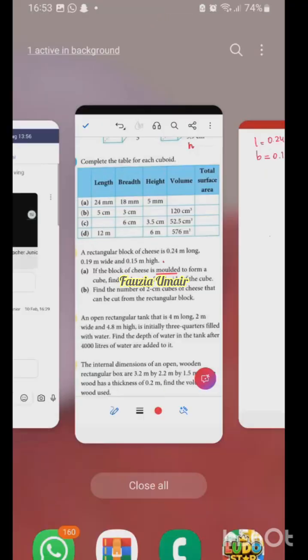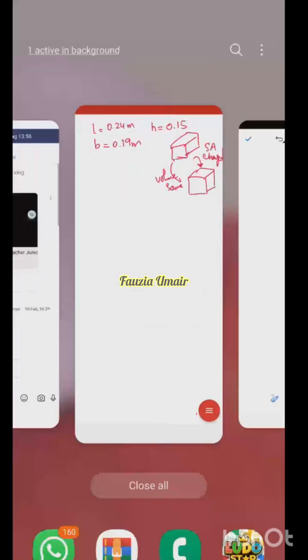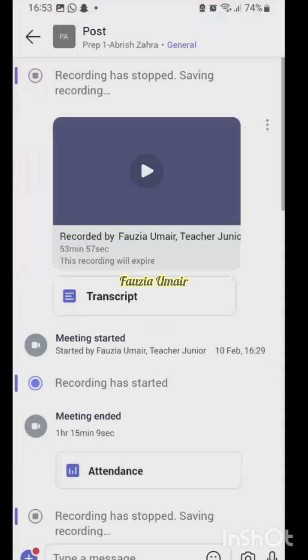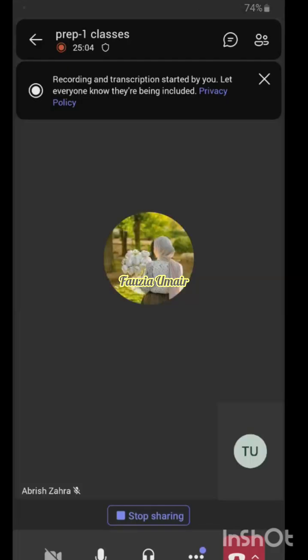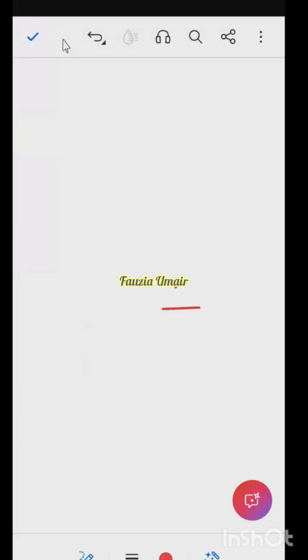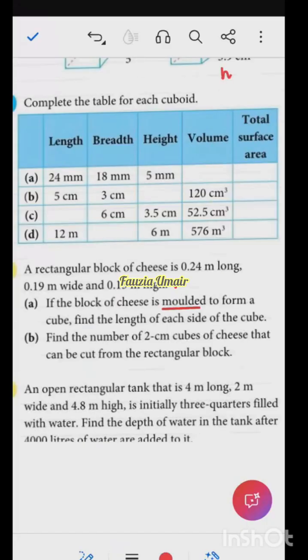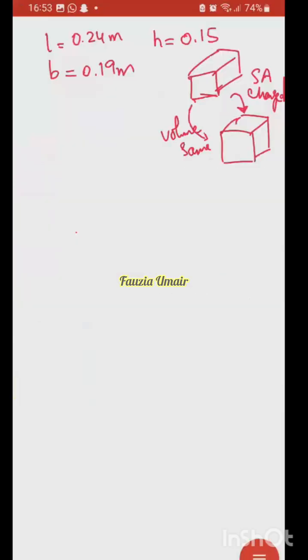Are you getting this point? Even if you change the shape, the quantity is still same. Okay? So it means the volume is same. So now what is the volume? We can find out the volume. What is the volume of the cuboid? Length, breadth, and height. So 0.24 multiplied with 0.19 multiplied with 0.15.